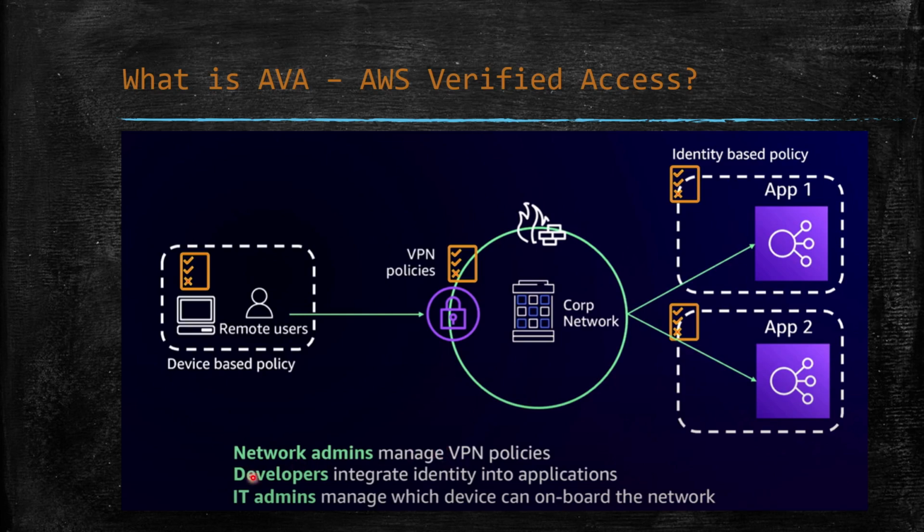In organizations, generally the network admin used to take care of managing the VPN policies. Developers integrate the identity into the application. So every security person connects with the developer. They make sure that each application has the authentication page built up, right? So that was another layer which was built and managed by the developer. The IT admin manages which devices can be onboarded to the network.